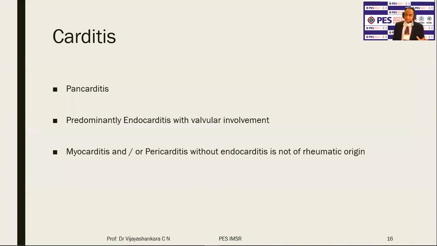Usually it can affect all three parts of the heart: pericardium, myocardium, endocardium. Endocardium includes the valvular involvement. But predominantly it is an endocarditis with valvular involvement. Myocarditis and pericarditis without endocarditis is not of rheumatic origin. If a child has a fever, maybe arthralgia or arthritis, and also has a pericarditis or myocarditis, but there is no evidence of endocarditis, it cannot be acute rheumatic fever.